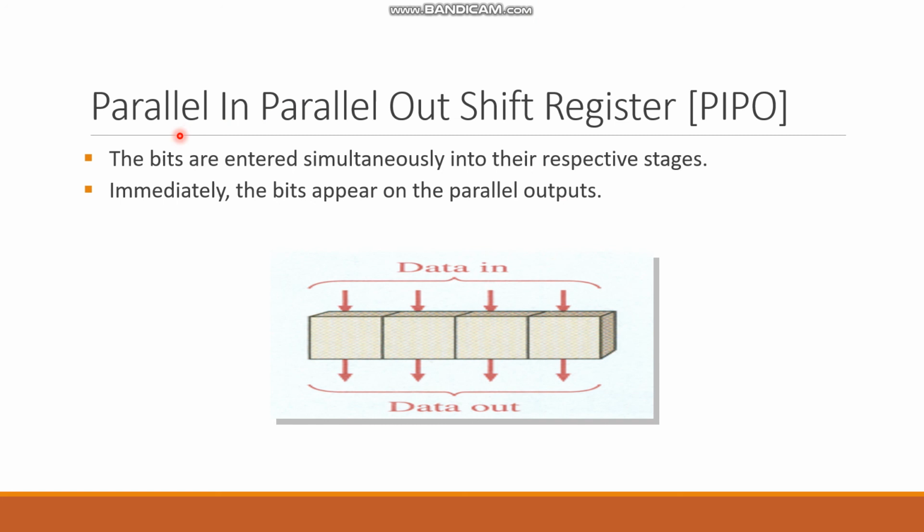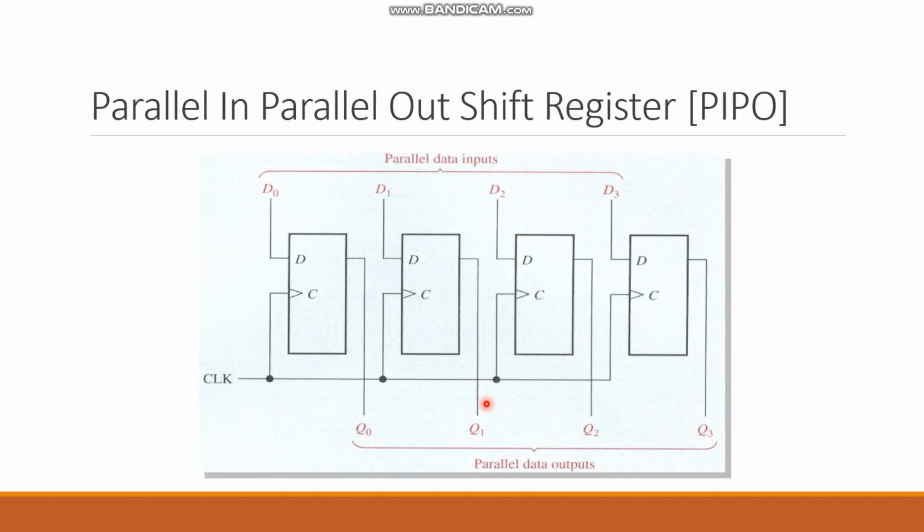And the last type of the shift registers is the parallel in parallel out shift register, which is straightforward and very easy. We need to have only one clock pulse to get the data in and to have the data appear in the output. So the data are going to be entered parallelly and they are going to be taken out parallelly, if you can see in this slide.